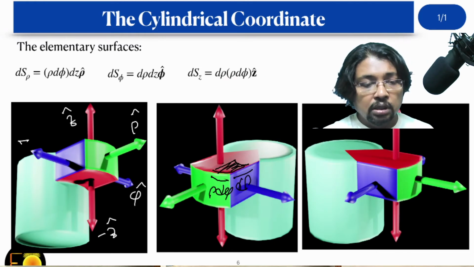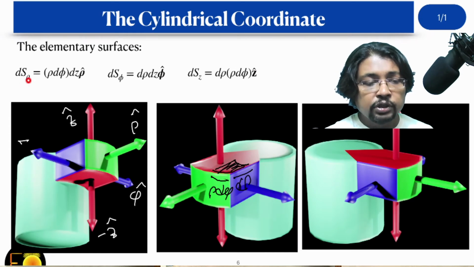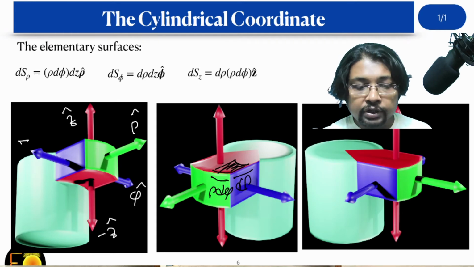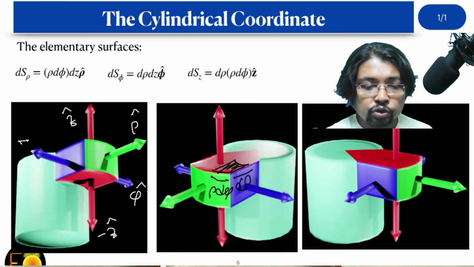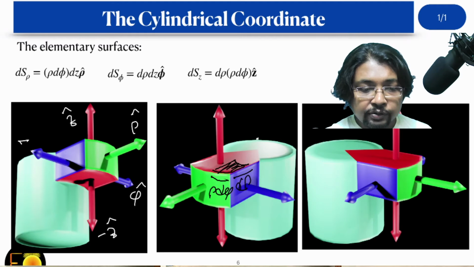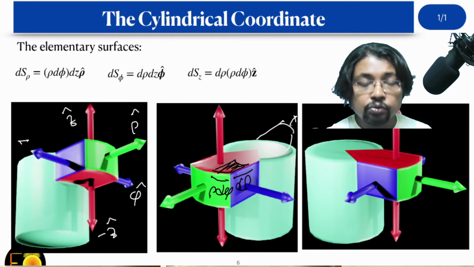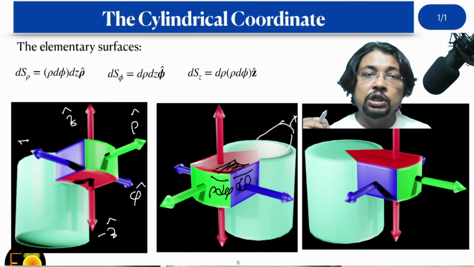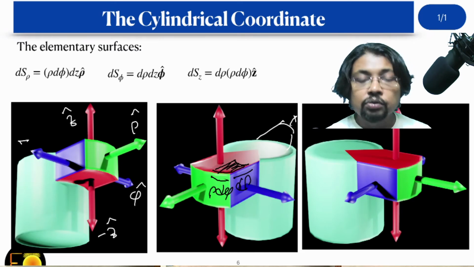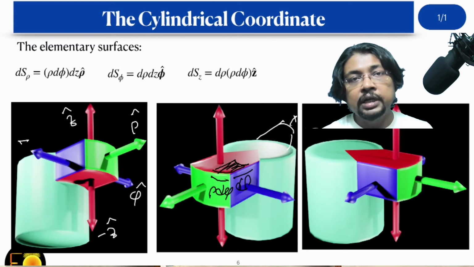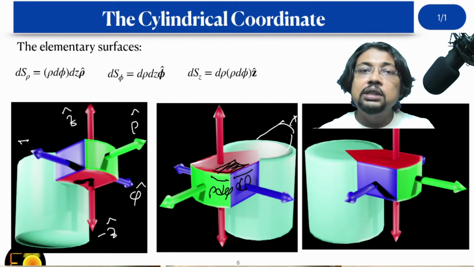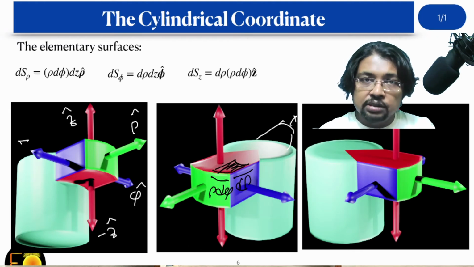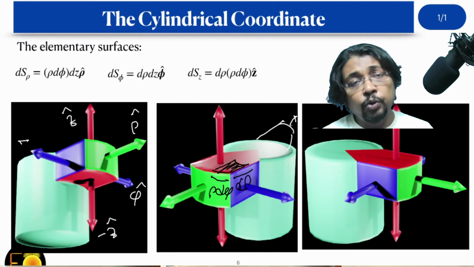unit vectors for phi cap and z cap. But for the rho cap, there will not be any negative unit vector, because if you want to take out a surface along this direction, that will also be along the positive rho direction, because rho starts from 0 to infinity, no negative direction we consider, because if the radius of a cylinder is 0, then the cylinder doesn't exist. Then the cylinder or the circle doesn't exist, okay, or it converts to a particular point.